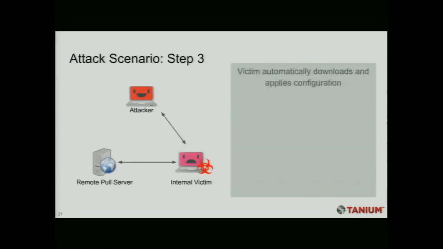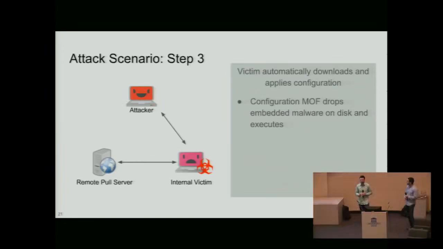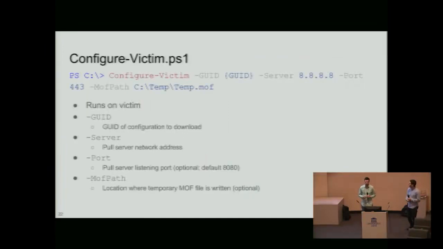After that, the victim automatically downloads and applies the configuration. The configuration MOF drops an embedded malware on disk, and it executes. And now we have a backdoor, so our attacker can proceed to interact with it. Again, this is the pretty simple configure victim script.